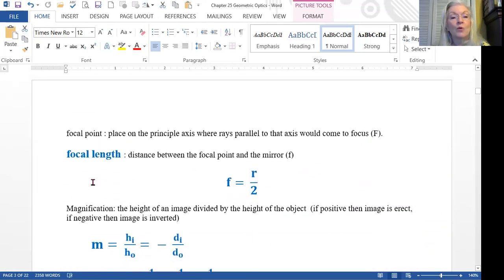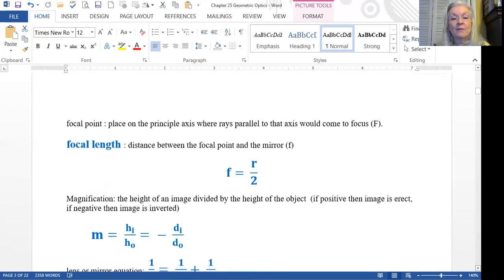So the focal point is the point on our principal axis, on the horizontal axis, where light rays that come in parallel to the axis would come to a focus. The focal length is the distance between that focal point and the actual mirror itself. And we've already said that the focal length is the radius divided by 2 for that curved surface.